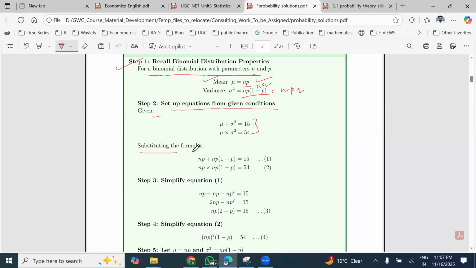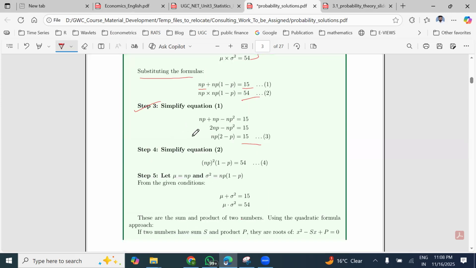Now you have to substitute the formula. np plus np into (1 minus p) is equal to 15, and np into np into (1 minus p) is equal to 54. Now you have to further simplify. Just open the bracket: np plus np minus np square is equal to 15, so 2np minus np square is equal to 15, that is np into (2 minus p) is equal to 15.